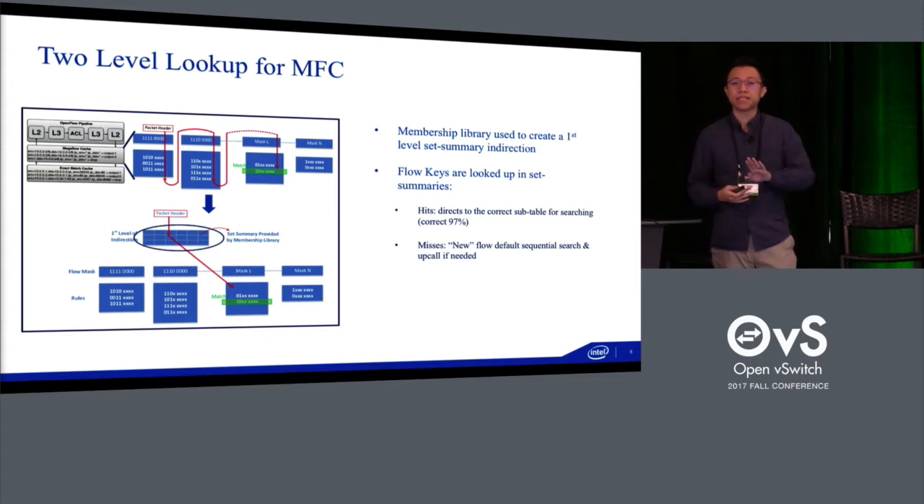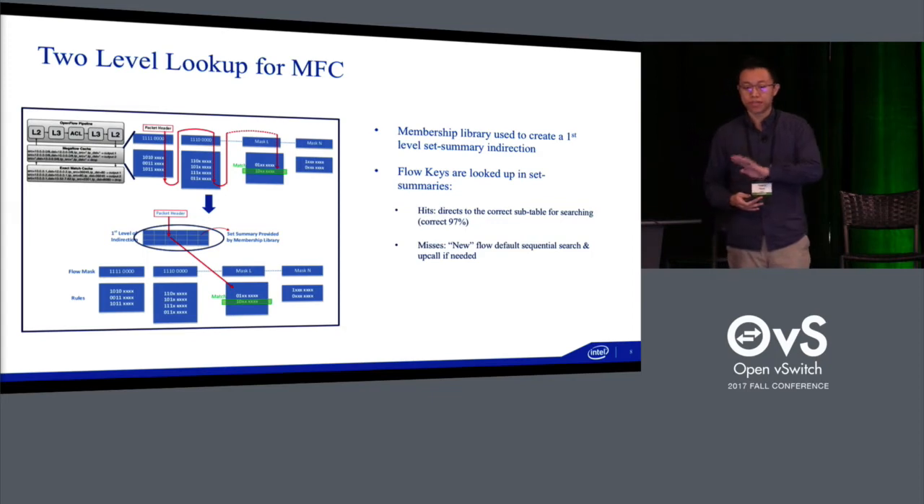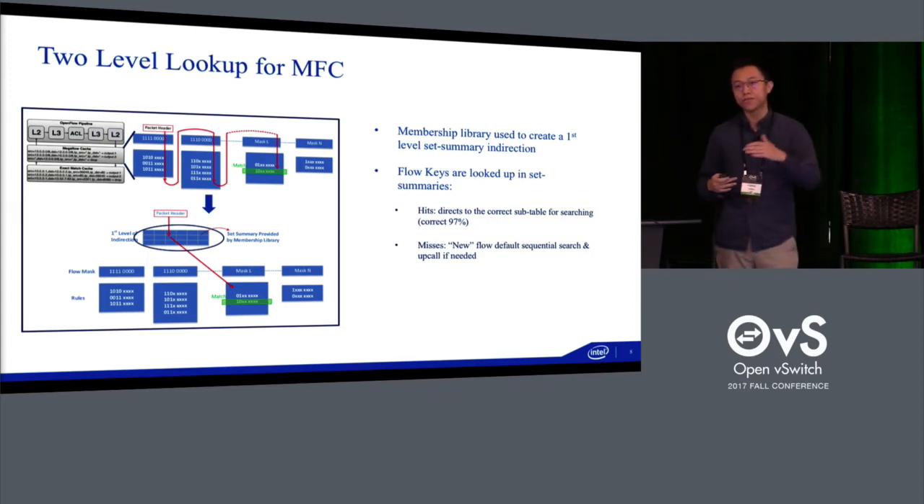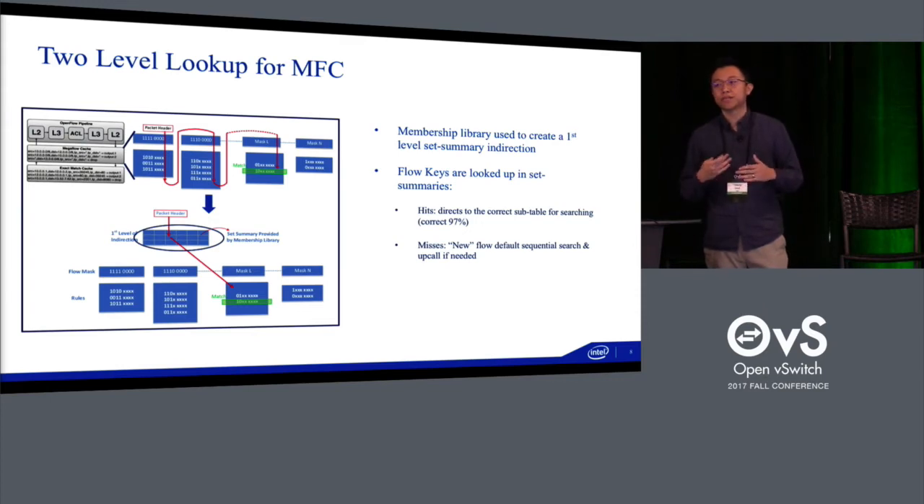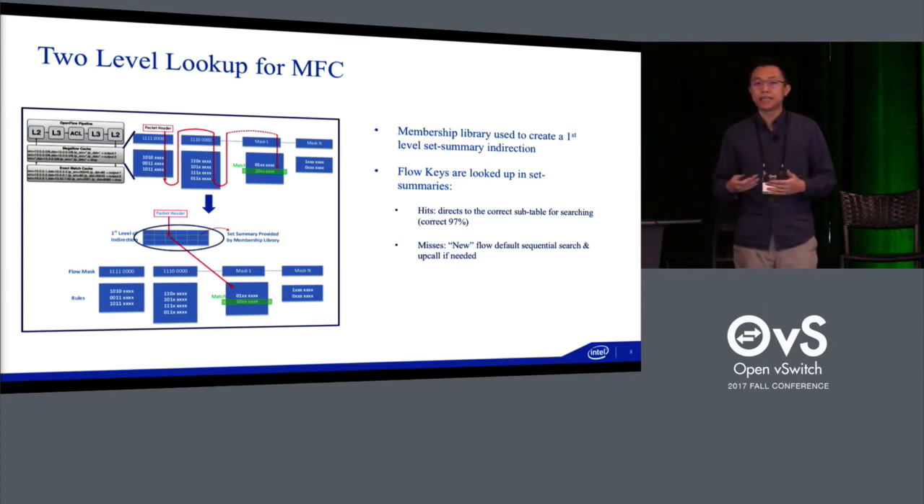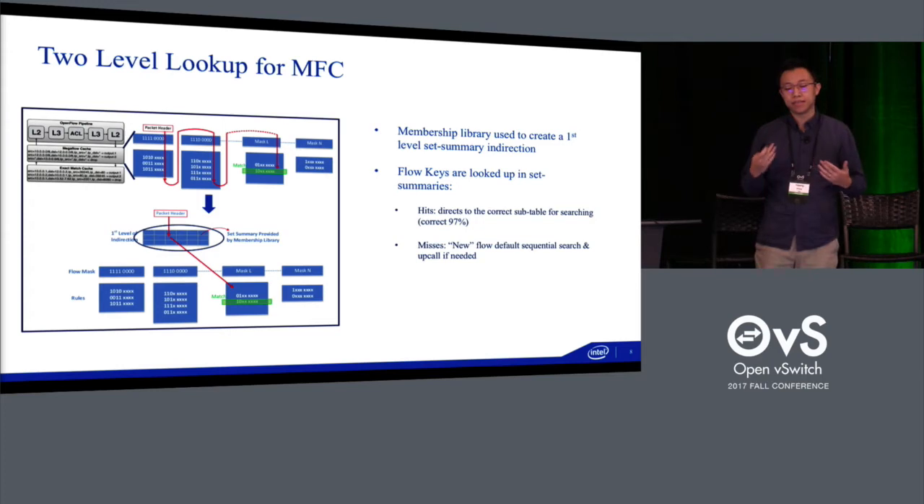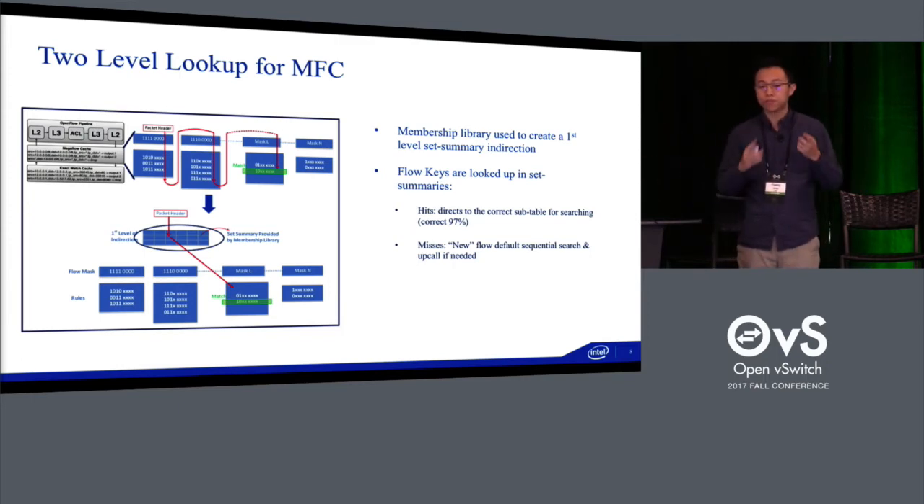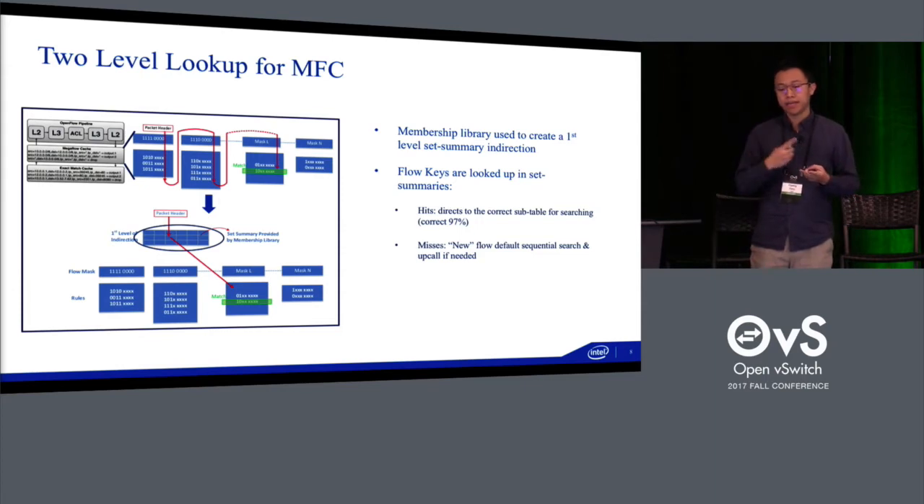Your packet comes first, goes through the EMC cache. If it misses the EMC cache, it then will go to the Cuckoo distributor. Not directly go to your subtable and do the sequential search, but it goes through the Cuckoo distributor. The Cuckoo distributor will immediately give you the index of the tuple you want to go to. So you don't need to do the sequential search. Basically, you now only need to do one distributor lookup and one subtable lookup.